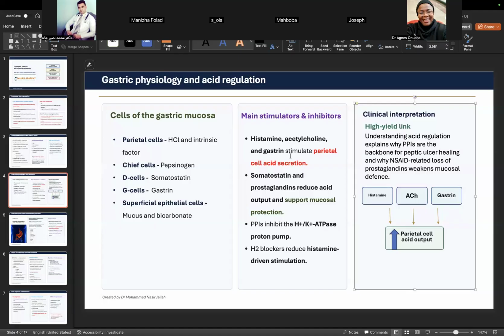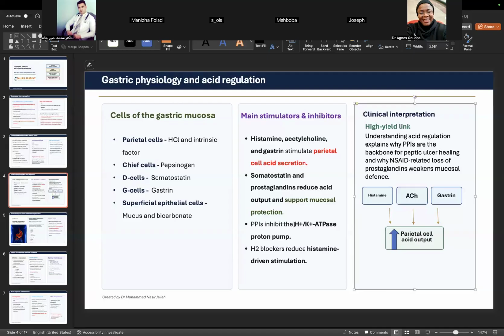Histamine, acetylcholine, and gastrin stimulate parietal cell acid secretion. So what happens if they are stimulating? The acid will increase. Now, somatostatin and prostaglandin. Remember, the somatostatin is released by the D cell. Somatostatin and prostaglandin reduce the acid output and support the mucosal protection, which is being destroyed by using non-steroid, right? So non-steroid will decrease the prostaglandin and the protective defense of the mucosa will go down.